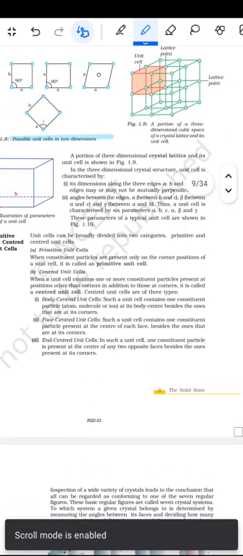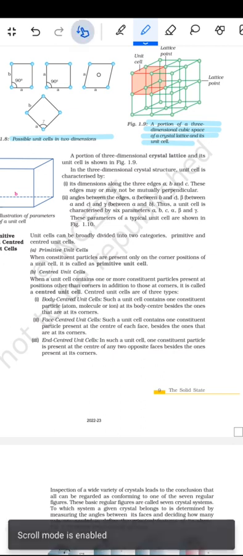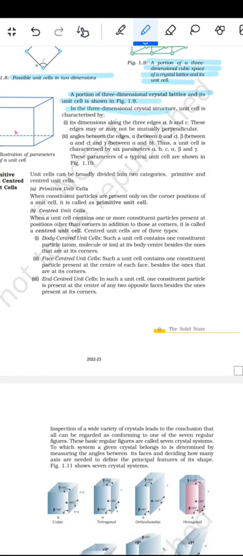A portion of a 3-dimensional crystal lattice and its unit cell is shown in figure 1.9. In the 3-dimensional crystal structure, the unit cell is characterized by its dimensions along the 3 edges a, b, and c. These edges may or may not be mutually perpendicular. Angle alpha between b and c, beta between a and c, and gamma between a and b. Thus, a unit cell is characterized by the fixed parameters a, b, c, alpha, beta, and gamma.